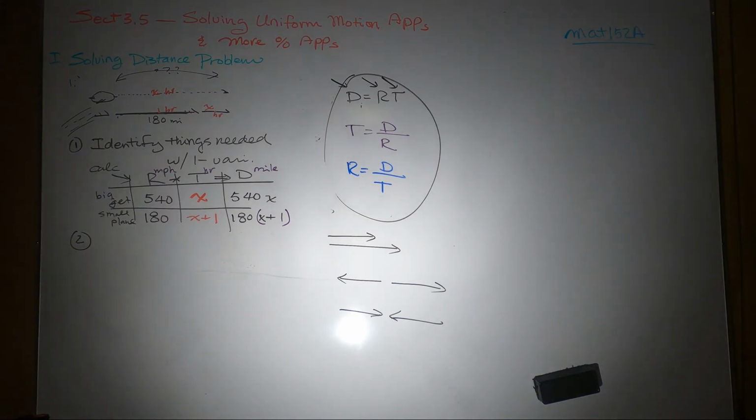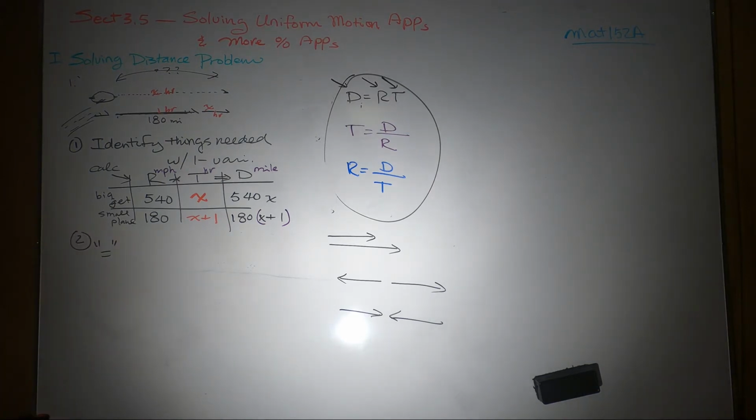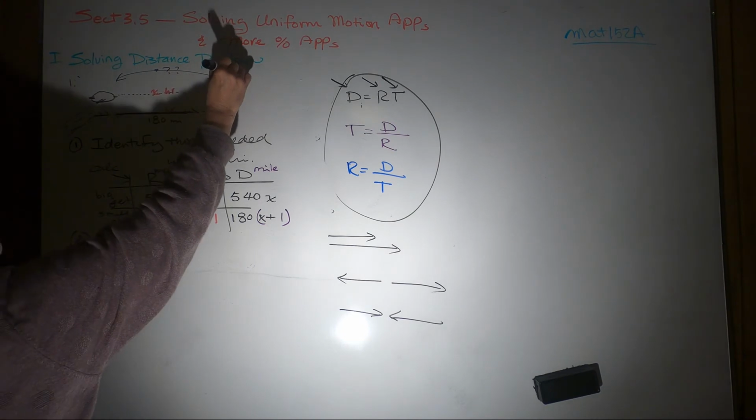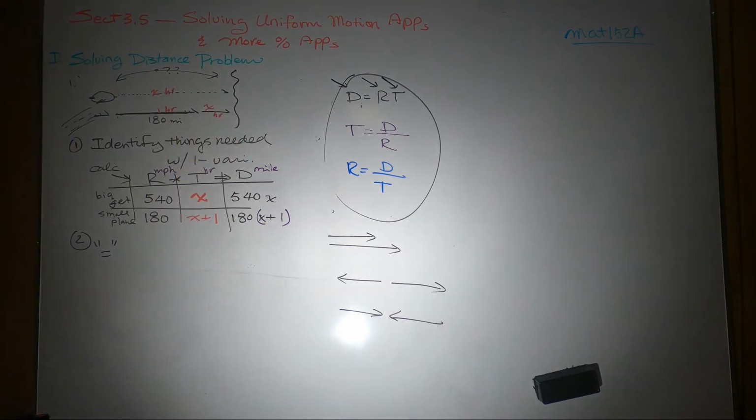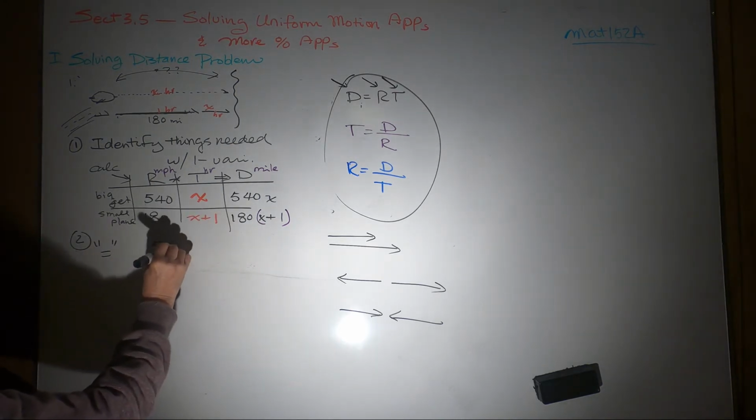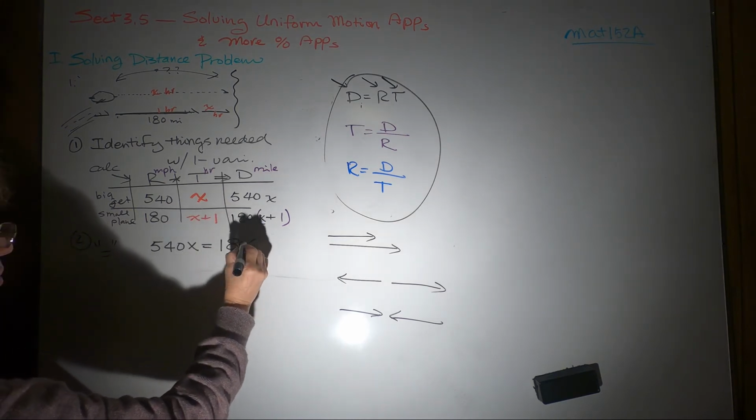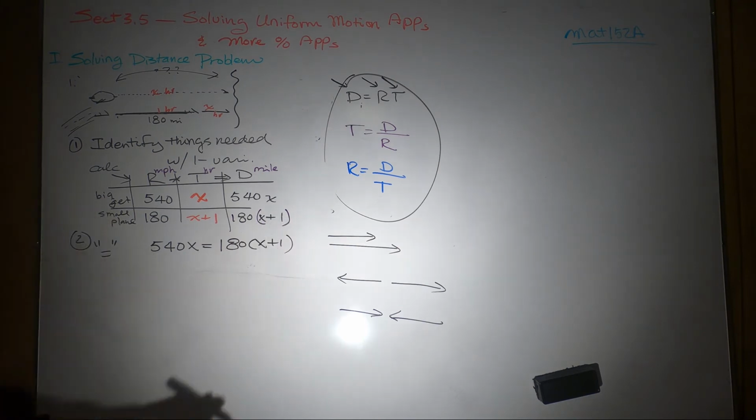Everything we needed is on the one table, okay? Then second, we write the equation. Then look over the question again. You must have something equivalent, right? When they meet, that means what? They travel the same distance. So they travel the same distance. So you're supposed to have 540x equals what? 180 times (x plus 1), right?